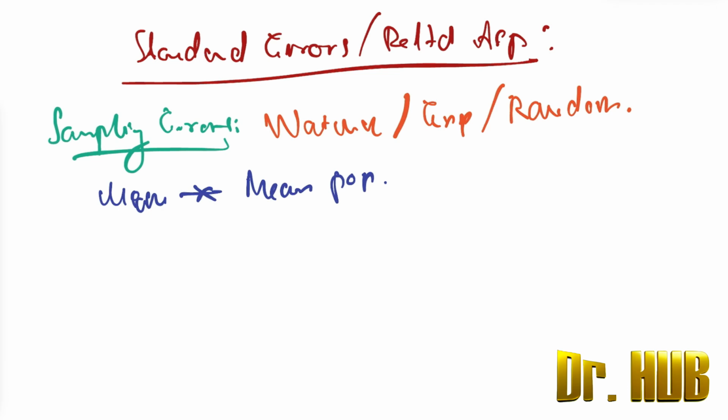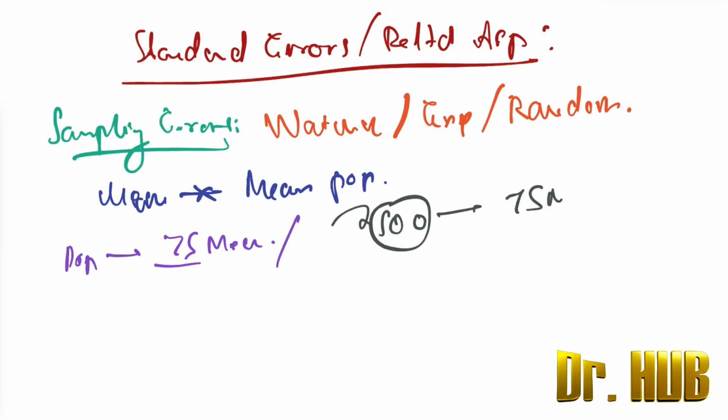An example is considering a population with a mean weight of 75. If you take a sample of 500 from this population, the mean weight of the sample will not be exactly 75. We take a sample of 500 people, so we can't expect the same 75 mean. This is what is meant.